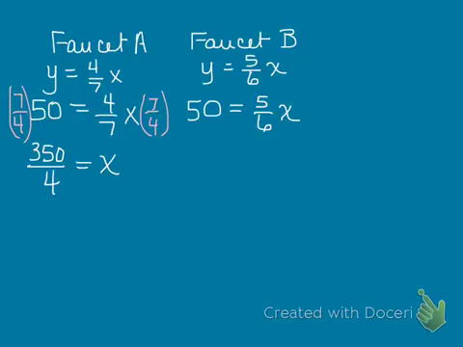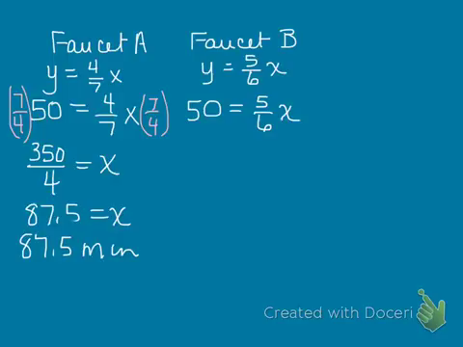And now I can do the division and put that into gallons, and it becomes 87, not gallons, minutes. 87.5 minutes. This equals x. So this is 87.5 minutes. Not 0.4, 0.5. Sorry.